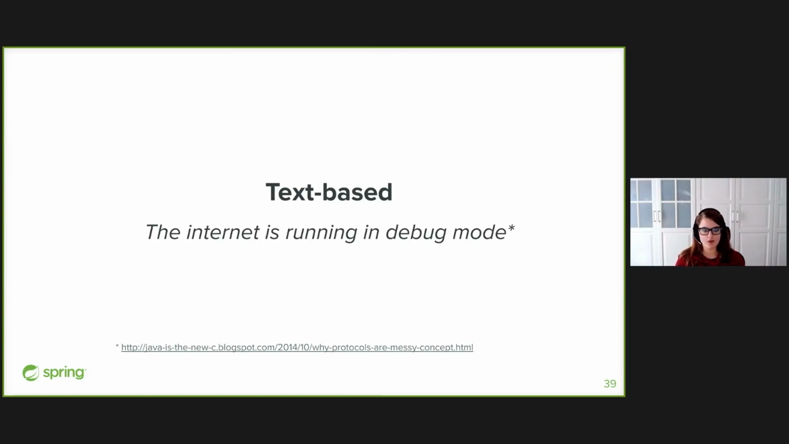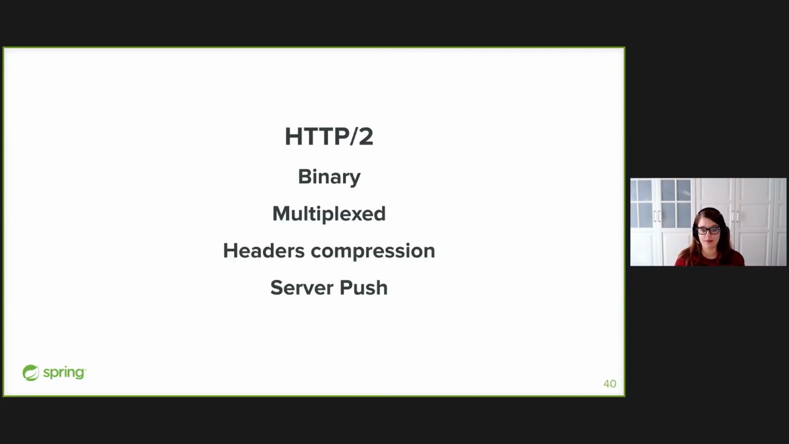So I really like this quote by Rüdiger Müller that the internet is running in debug mode. So we get these nice text JSONs, and it's very easy for us to read them and debug them. But they're not necessarily the best way for machines to communicate, definitely not the most efficient ones.